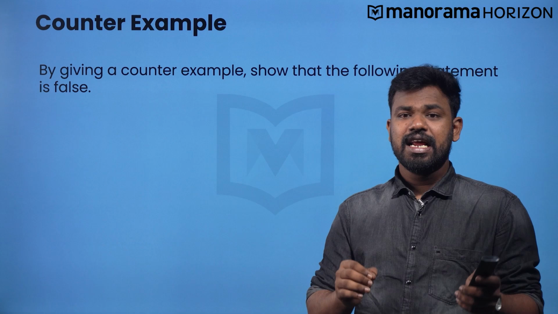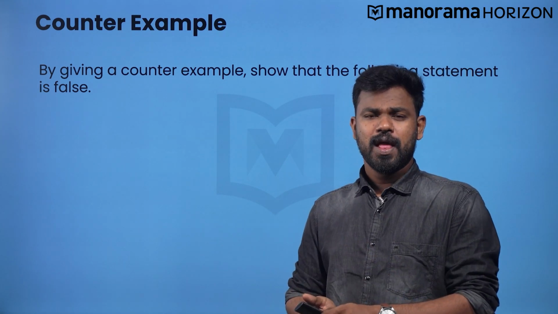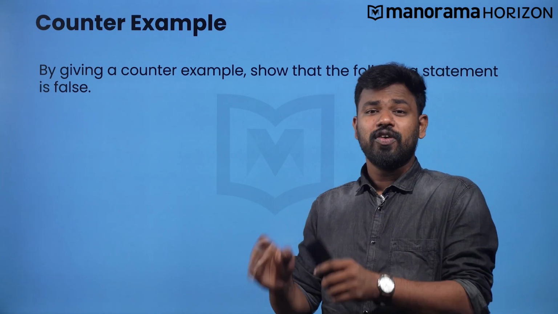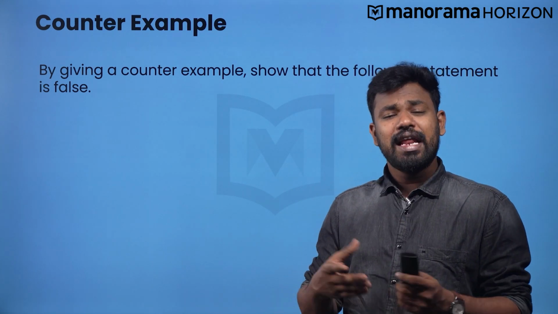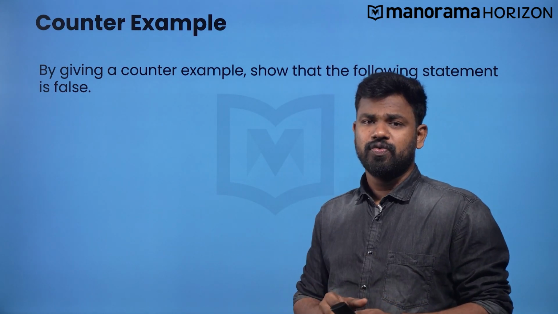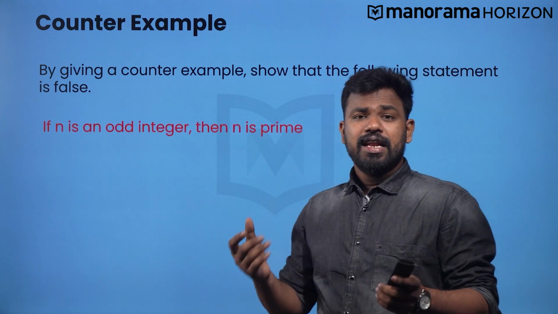Next, we can also validate the statement using counter examples. As the name suggests, this is an example to counter the given statement. This method involves giving an example of a situation where the statement is not valid. Let us see through an example. By giving a counter example, show that the following statement is false. If n is an odd integer, then n is prime.